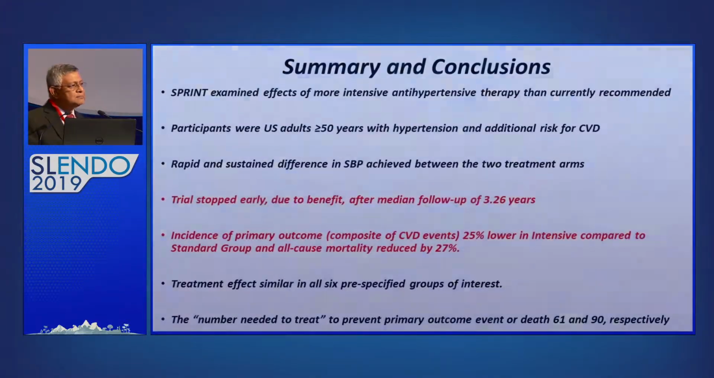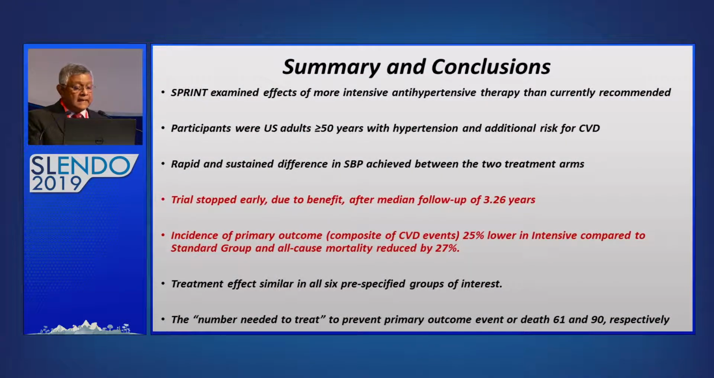So it's a low-risk population where this trial was stopped early due to the benefits, with the incidence of the primary outcome 25% lower in the intensive arm, and the all-cause mortality about 27% lower. So you can see two contrasting trials in a lower risk population, where reducing the blood pressure to very low levels may benefit the patients as far as the cardiovascular is concerned. Still, it's very difficult to answer this question.